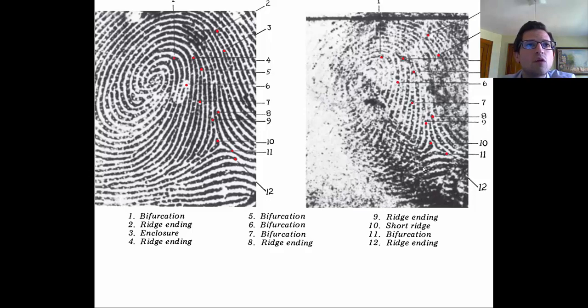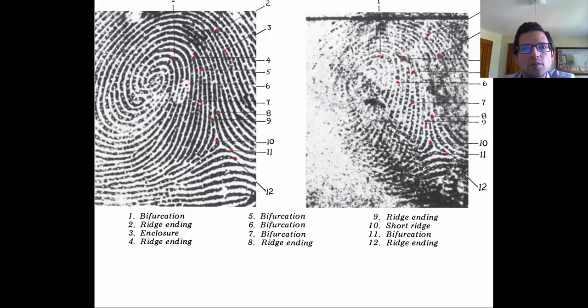So you can see the first one labeled in number one, that's a bifurcation. You can see that. Number two is a ridge ending. Number three marks out an enclosure. Number four marks out a ridge ending. Number five is a bifurcation. Number 6, 7, also bifurcations. 8 is a ridge ending. 9 is a ridge ending. 10 is a short ridge. 11 is a bifurcation. And 12 is a ridge ending.